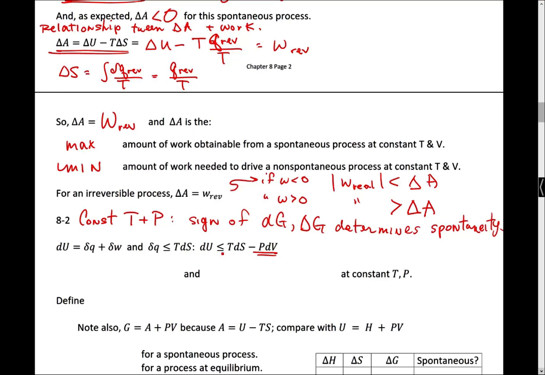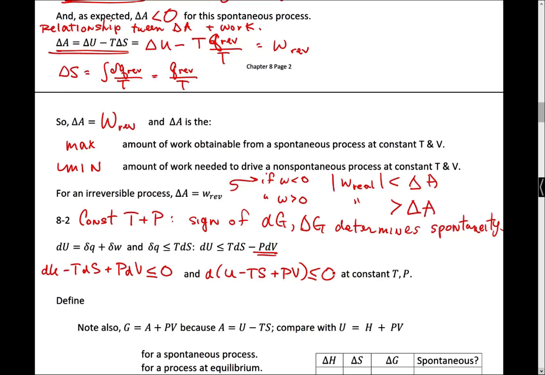And then what I can do is rearrange this and say dU minus TdS plus PdV has to be less than or equal to 0. Okay? So I have a differential on this side, and then I can take a differential of the total function, right? So that's going to be the same as d(U minus TS plus PV) being less than or equal to 0. Right? And this is in agreement with this.